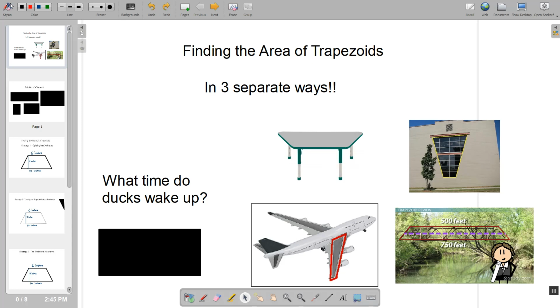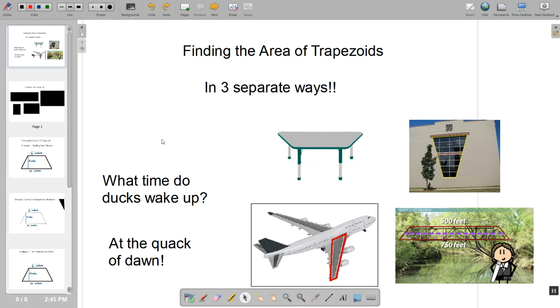And welcome to the video that's going to be covering the area of trapezoids in 3 different ways. So some examples of trapezoids that you'll see in the real world here are this table, this window, this bridge, and this plane wing. So this is a shape that, even though it is slightly different than some of the other methods we've been doing and some of the other quadrilaterals we've been doing, it is a very real world skill that we're about to cover today.